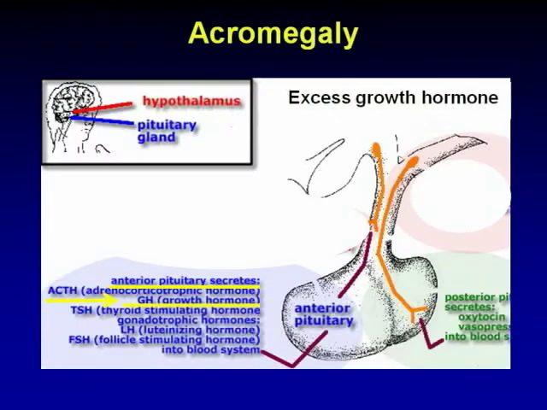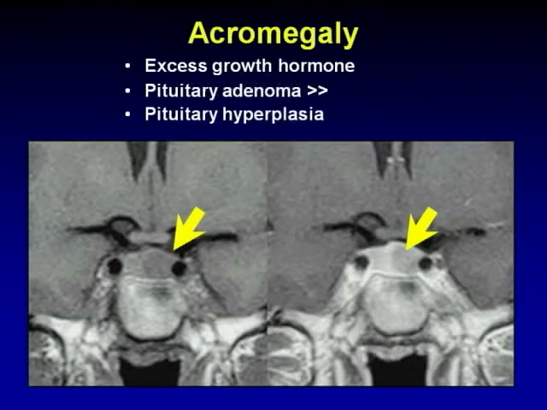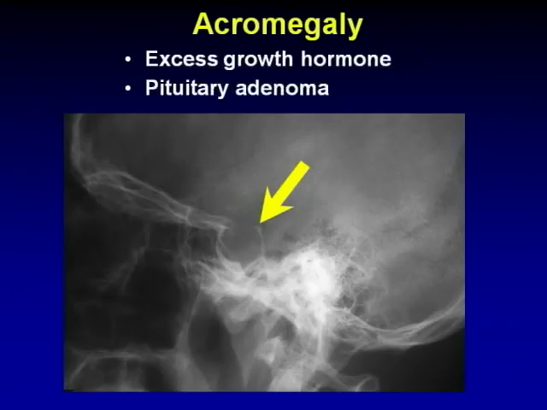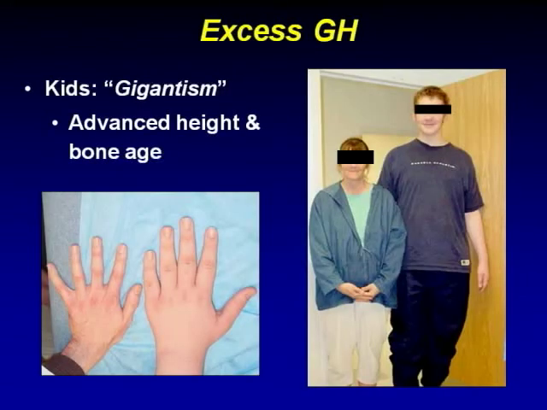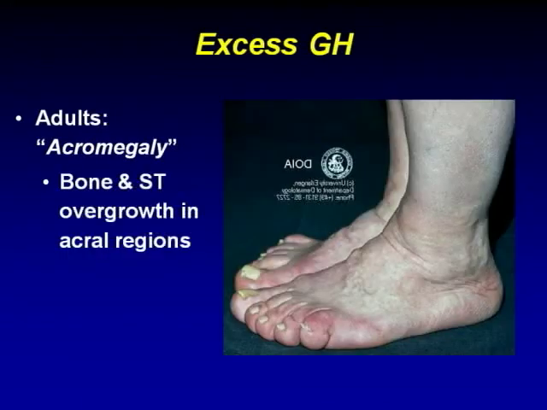What about acromegaly, excess growth hormone produced by the anterior pituitary? Usually that's from a pituitary adenoma, much more commonly than pituitary hyperplasia. Of course, with a macroadenoma, imaging findings can include enlargement of the sella. In kids, we call it gigantism, where we see advanced height and bone age. In adults, we call it acromegaly, with bone and soft tissue overgrowth in acral or distal regions of an extremity.